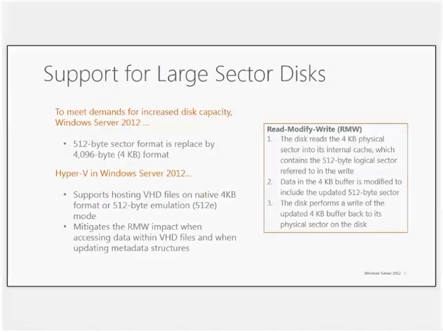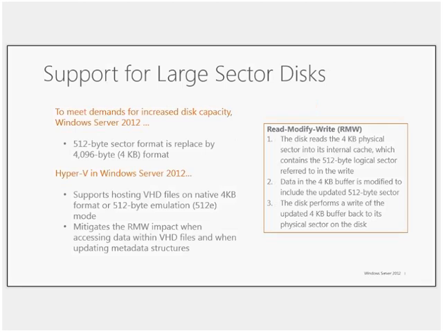The next thing we've got here is support for large sector disks. So we meet the demands of increased disk capacity. We're moving from the 512-byte sector format to the 4 KB format. So we get a lot of benefits in the read-modify-write when writing to disk, and the buffers that are handling that, and also the cache and all these other things that we add in there.